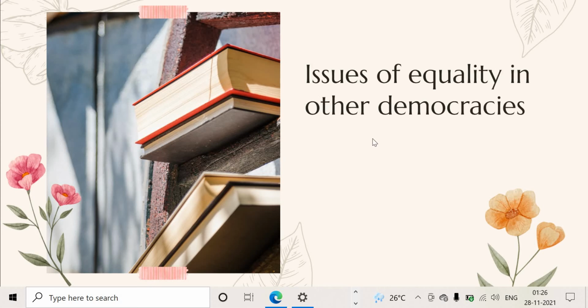Issues of equality in other democracies. Basically, inequality exists all over the world in many democratic countries. The issue of equality continues to be the key issue around which communities struggle. Let's take the example of the United States of America.